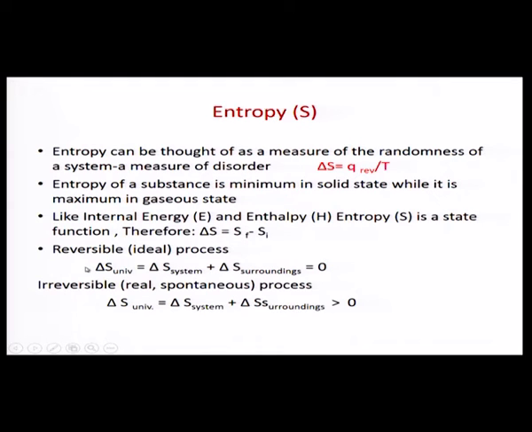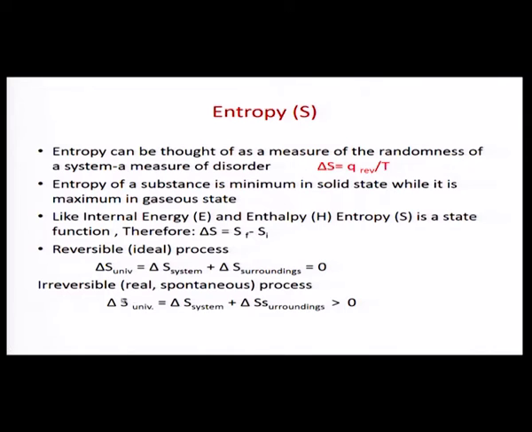In the case of a reversible process, the change in entropy of the universe is equivalent to the change in the entropy of the system plus the change in the entropy of the surroundings, which is equivalent to 0. So this is the case for a reversible process. Both the system as well as the surroundings, if you put it together, the change in entropy value is equivalent to 0. This is true for a reversible process.